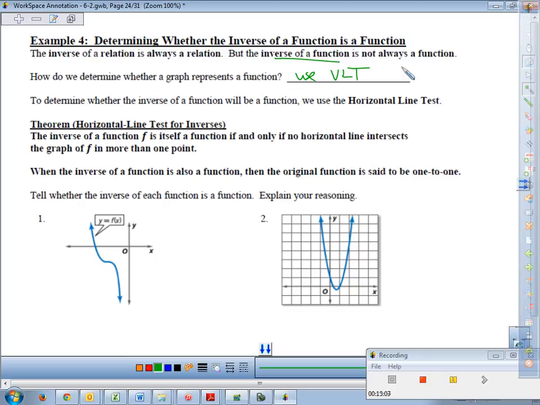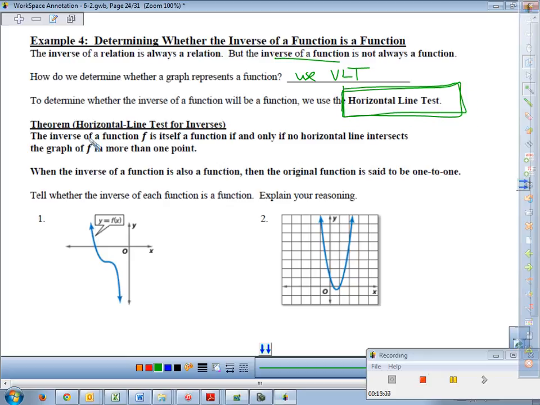Well, if you graph a vertical line and we want to know about the inverse being a function, we don't even need to graph the inverse at all. If the vertical line test tells us that a graph is a function, then if you reflect that over the line y equals x, the horizontal line test will let you know if the inverse is a function or not. So to determine whether an inverse is a function, we use the horizontal line test.